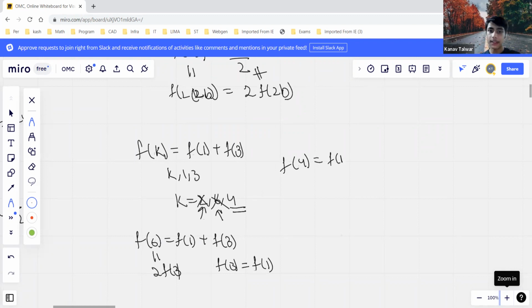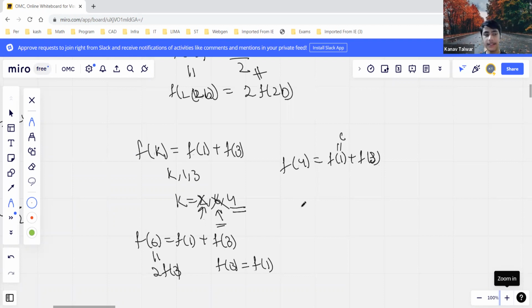So we have f(4) is equal to f(1) plus f(3). Is this part clear, like how we rejected 6 also? That k also cannot be 6. Okay, perfect. So good.